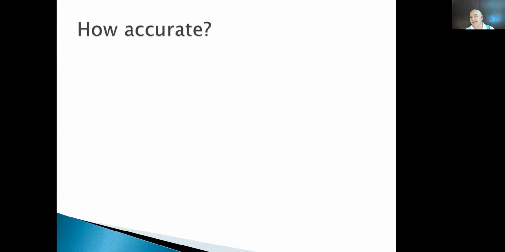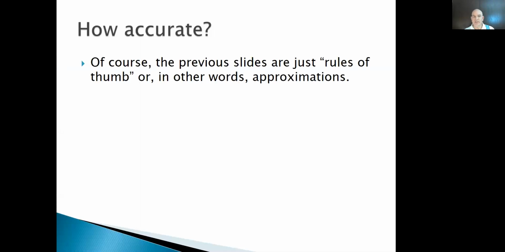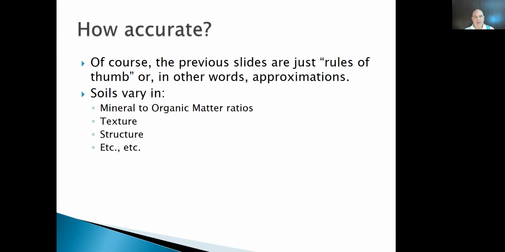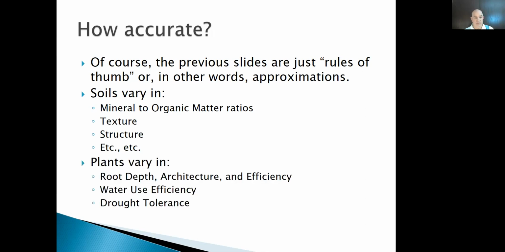How accurate is this again? Well, it's really not completely accurate. There are rules of thumb, which are helpful. It's good to have rules of thumb, so we can kind of understand the concepts and approximate and get a starting point when we're trying to figure things out. But soils vary. They vary in mineral and organic matter levels. They vary in texture. They vary in structure and a bunch of other things.